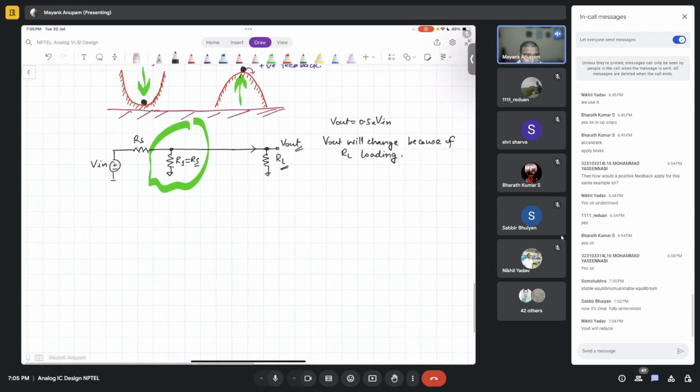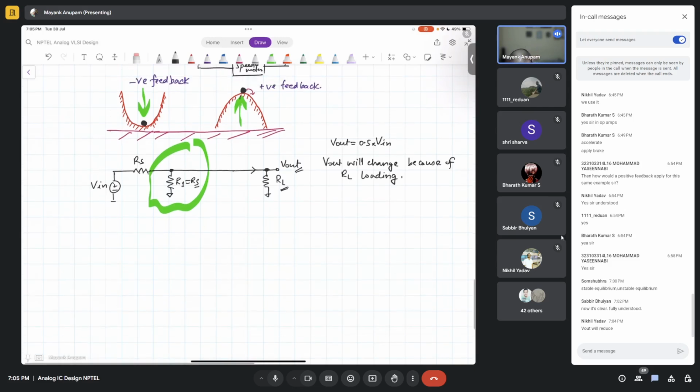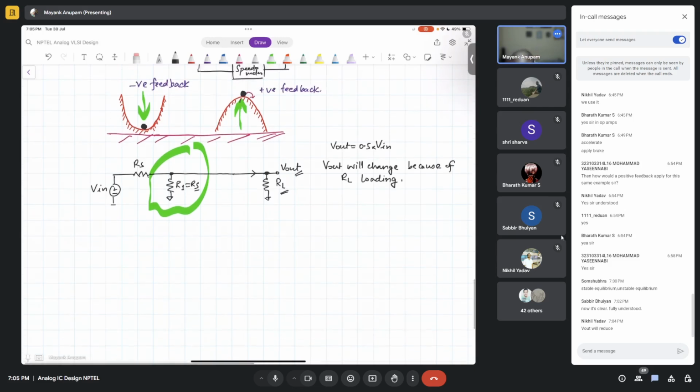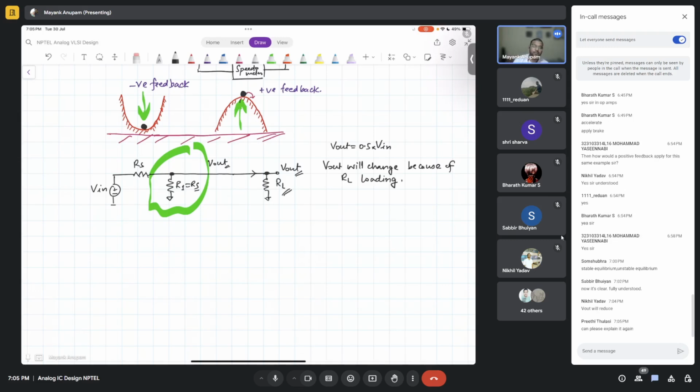But you do not want V out to reduce, correct? So, in a way, what do you want? V out should not change even if RL changes, correct? If the RL is very large compared to RS, then there is no problem. But if RL is not that large, if RL is comparable to RS, then you have a problem. So in a way, you want this voltage V out to be a constant irrespective of RL.